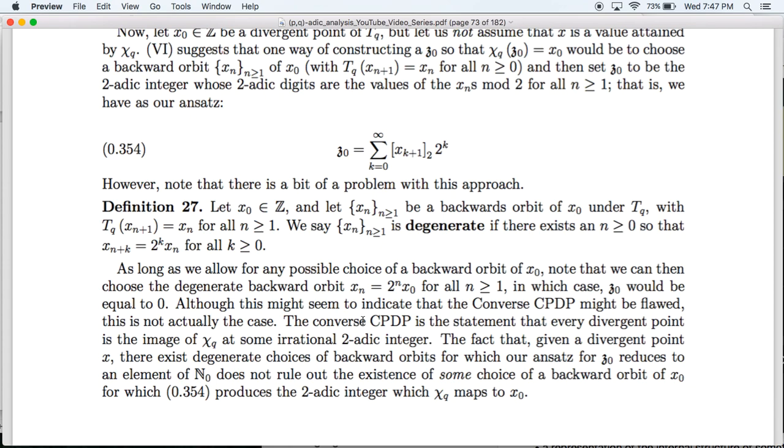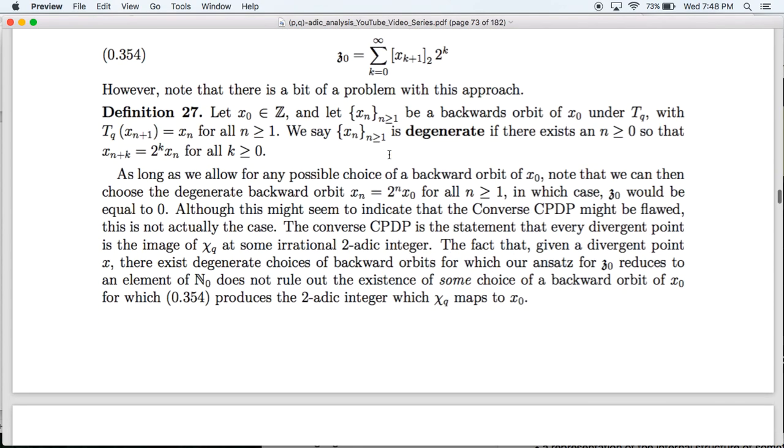The converse CPDP is the statement that every divergent point of tq is the image of chi-q at some irrational two-adic integer. The fact that, given a divergent point x, there exist degenerate choices of backwards orbits such that z0 is an element of N0 does not rule out the existence of some choice of backward orbit of x0 such that this thing is an irrational two-adic integer.